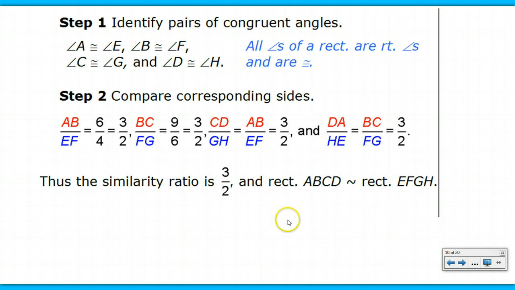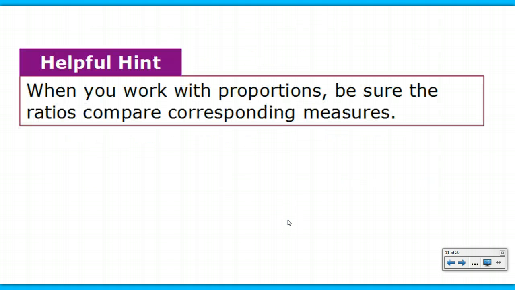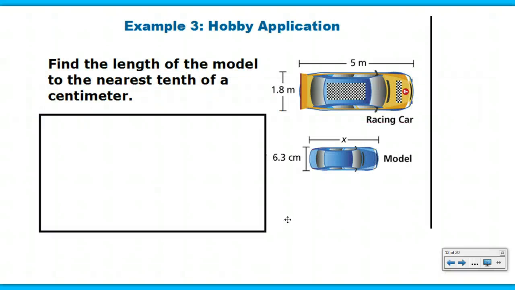These rectangles are similar. When you work with proportions, be sure the ratios compare corresponding measures. A mistake would be to compare sides that are not really corresponding sides, right? So be sure that they are corresponding sides. Let's try this hobby application. Find the length of the model to the nearest tenth of a centimeter.